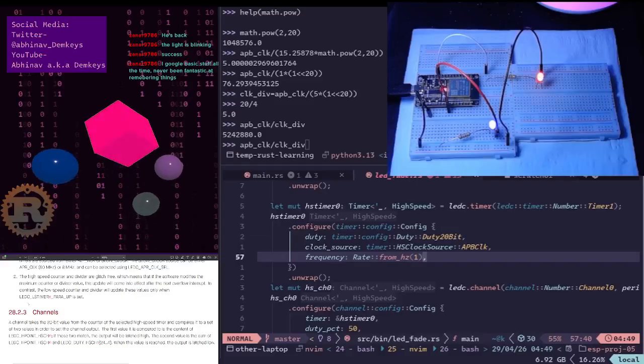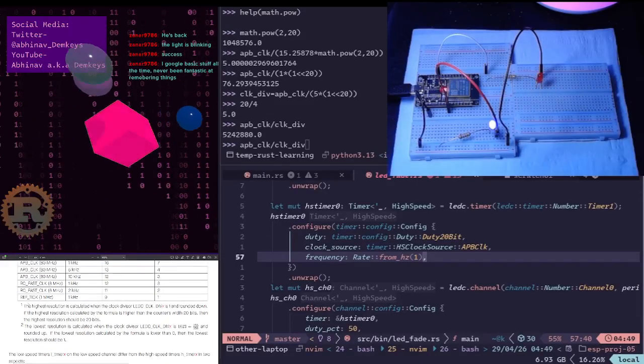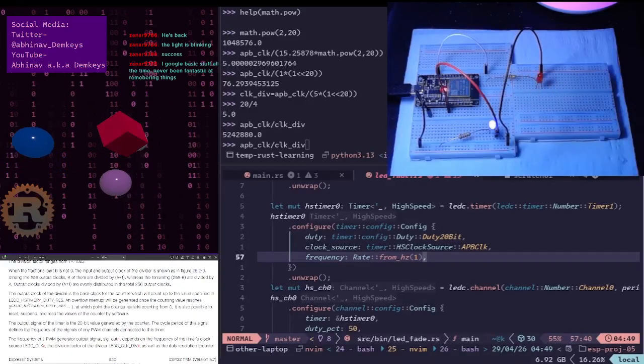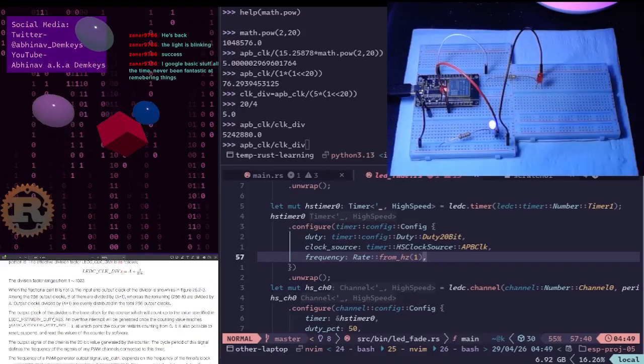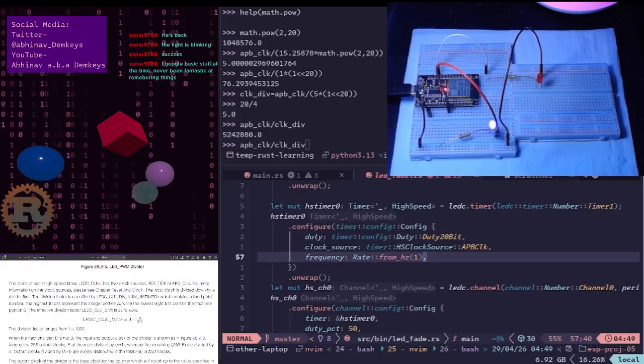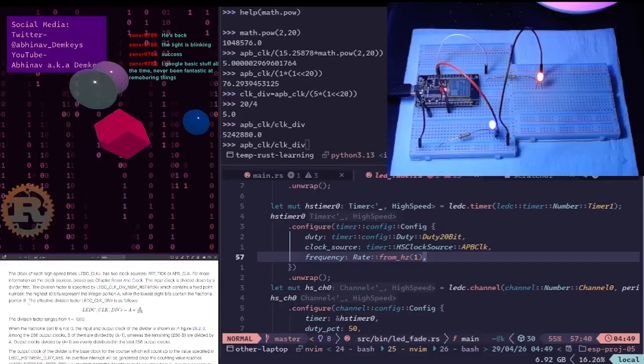Has the divider been mentioned somewhere here, like how it's working? Maybe it has been mentioned and I just missed it. Yeah, maybe it's in this.